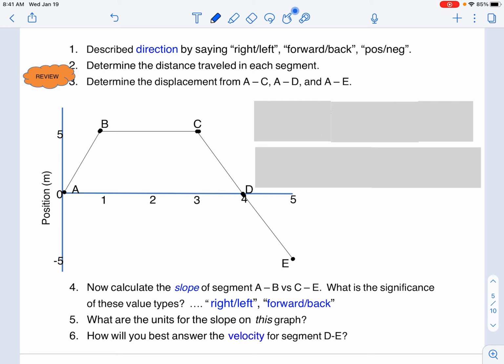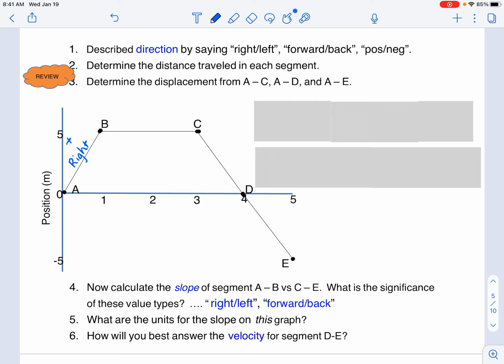So when we are looking at this very first segment, segment AB, we would say that this motion is to the right. If we were talking about the kind of slope that we have here, this would be a positive slope. So a positive direction would be right versus a negative direction, which would be left. Okay, this could also be called forward, and this could also be the positive direction, depending on how the question is worded.